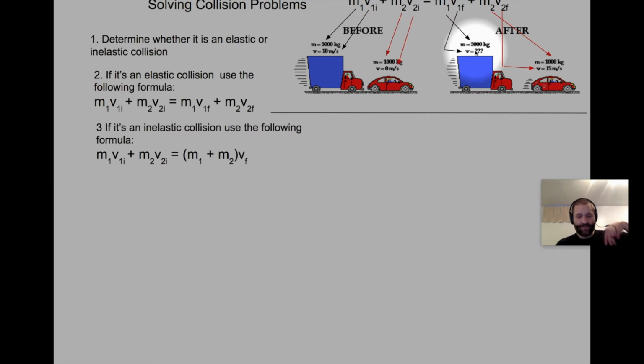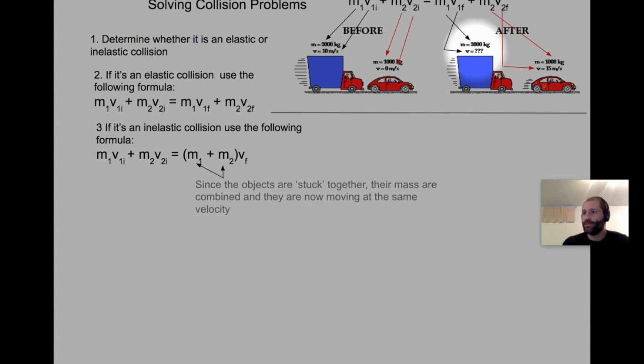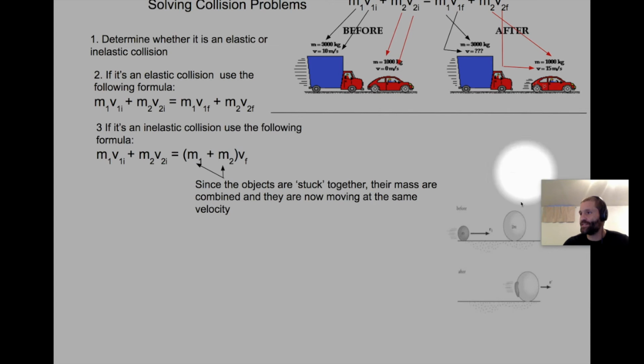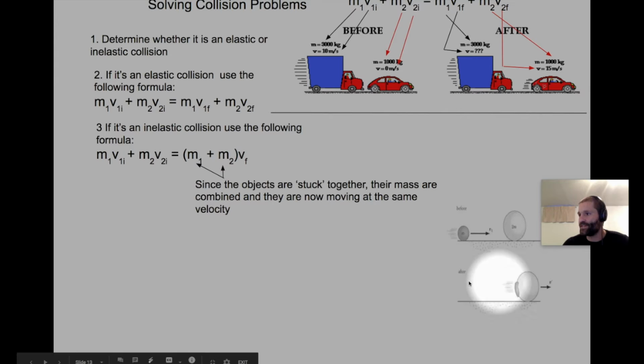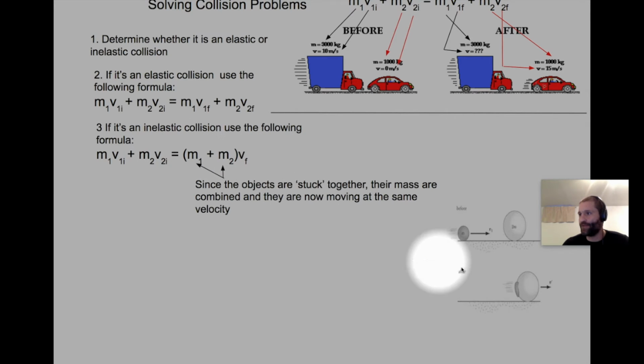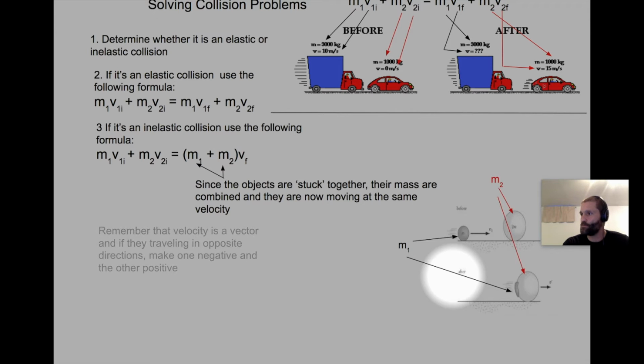So if it's an inelastic collision, you would use this formula. It should make sense. They're stuck together, right? So this bottom one after the collision comes from this right here because they are stuck after. That's why these masses are added together, because we only have one velocity of this object. You guys can all see all this happening, right?